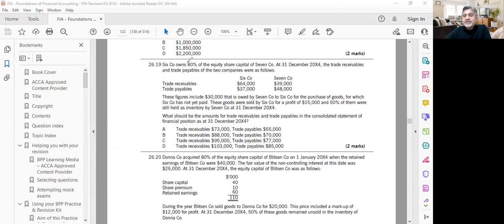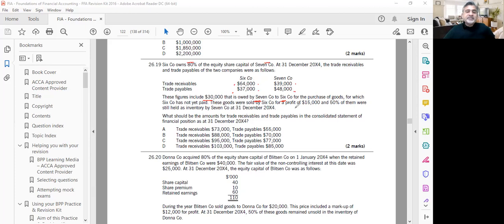So 6 company owns 80% of the equity share capital of 7 company. Very interesting names, 6 company and 7 company. At 31st December 2004, the receivables and payables of the 2 companies were as follows. Trade receivables, 6 company 64, 7 company 39, payables 37 and 48. So 6 has receivables and payables, 7 company has receivables and payables. These figures include 30,000 that is owed by 7 company to 6 company for the purchase of goods, for which 7 company has not yet paid.